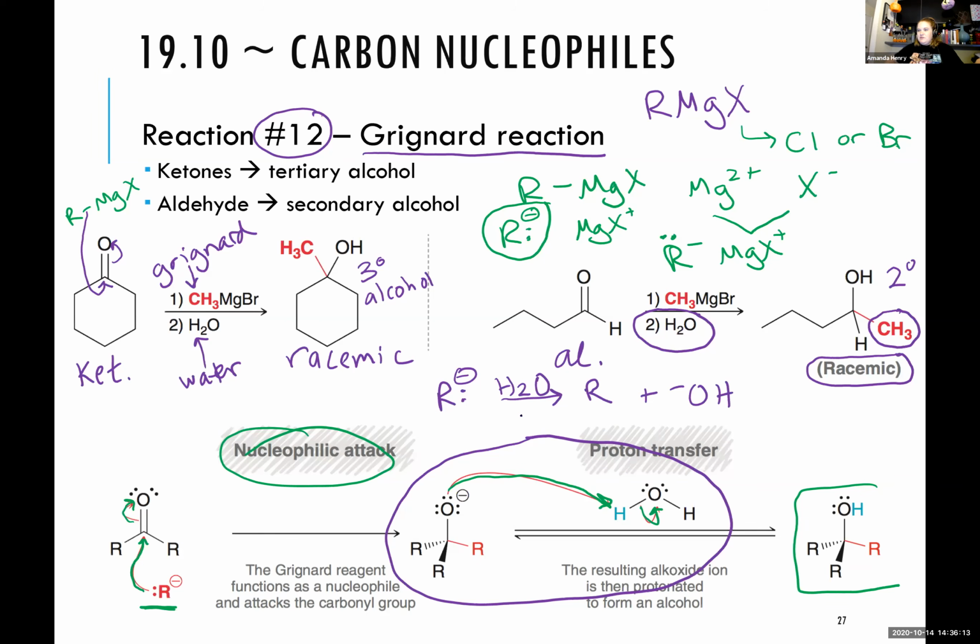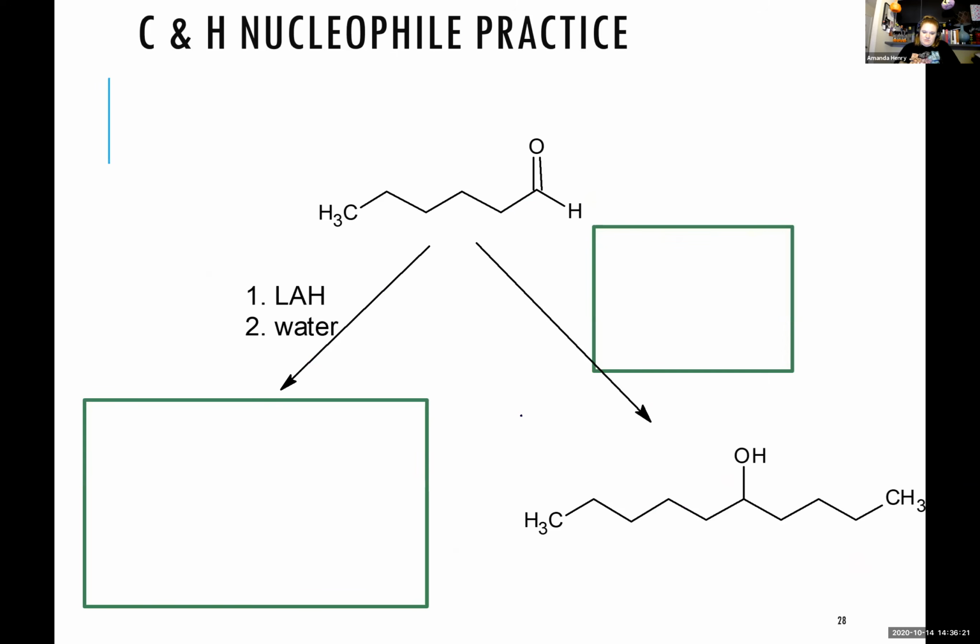Any other Grignard questions? Okay, we have a couple practice ones. Fill in some boxes. 1, 2. So we have an aldehyde up at the top. We are going to react it with lithium aluminum hydride and some water, figure out our product. And then on the other side, we are making a secondary alcohol and figuring out the reagents in order to get that product. So let's start on the left. Let's start with box number 1.